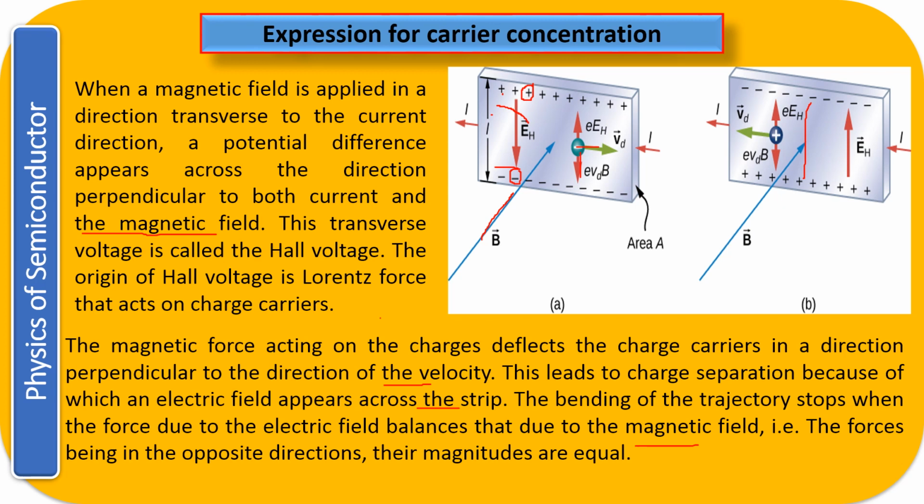So the bending of the trajectory stops when the force due to the electric field balances the force due to the magnetic field. That is, the forces being in the opposite direction, their magnitudes are equal, right? So as you can see, the forces which are acting are in the opposite direction, and therefore their magnitudes are equal, right? So this is the basic concept of the Hall effect, and using this concept, whatever I have explained to you, I am going to derive the number of charge carriers mathematically. So let us look into it.